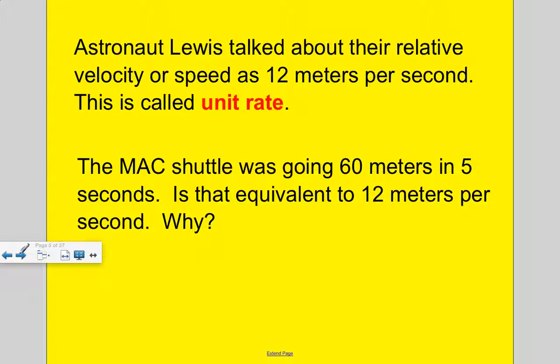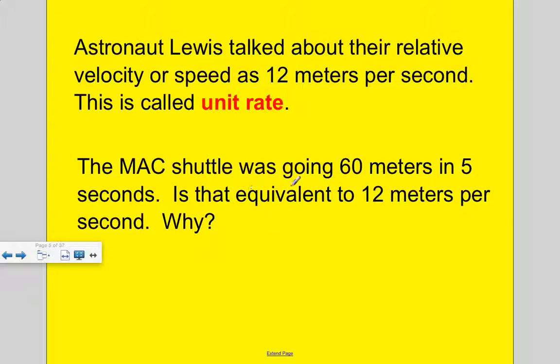So I believe that comes from the movie The Martian. So astronaut Lewis talked about their relative velocity, or speed, as 12 meters per second. This is called unit rate. That means you broke it down for every unit, which is a second. How many meters can you do for each second? How many units can you do? How many meters can you do for 1 second? Or how many meters can we do per second?